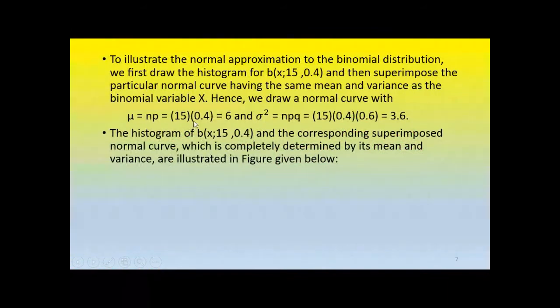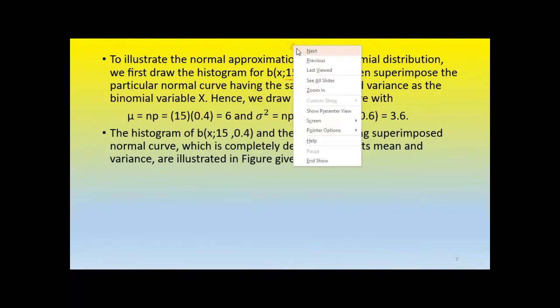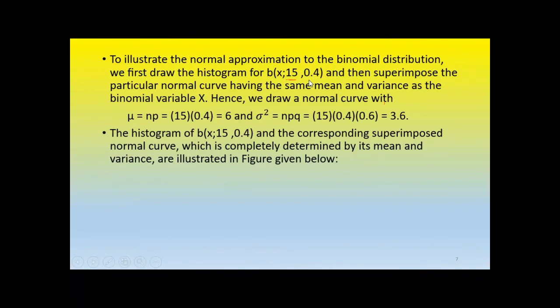To illustrate the normal approximation to the binomial distribution, we draw a histogram. For the binomial distribution, the sample size, that is the number of trials, has been given as n equals 15, and the probability of success is 0.4. You notice n is somewhat bigger. In problems, it may go to hundreds, 200s, even thousands. The probability will be somewhat near 0.5.